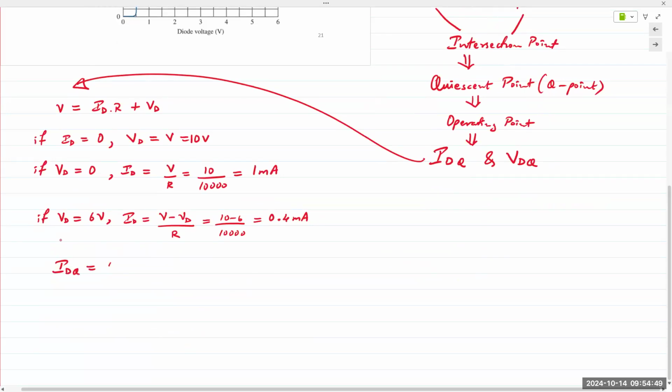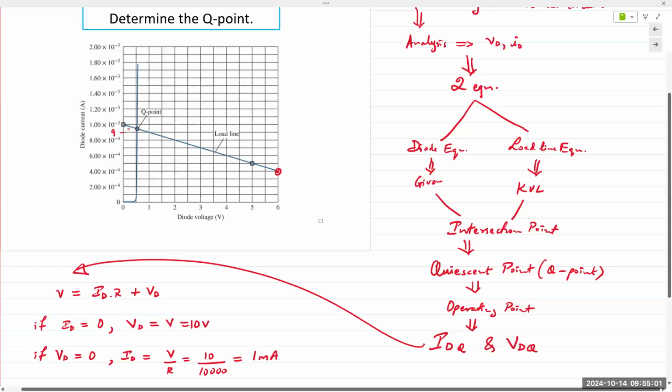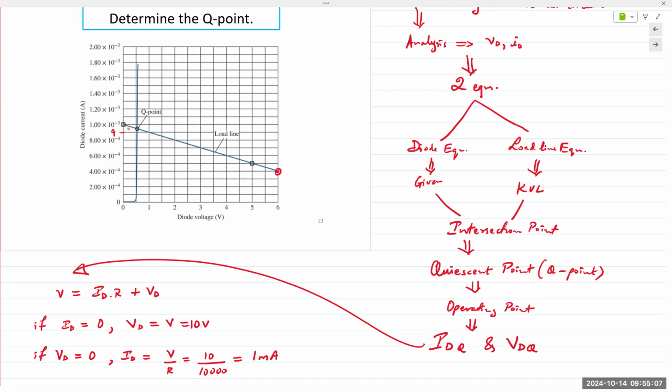IDQ could range from 0.94 milliamps to 0.95 milliamps. So 0.94 to 0.95. And again, the reason I state that is because it seems to me as if it's slightly less than 50% of that division. Does everyone see what I'm talking about? Right?